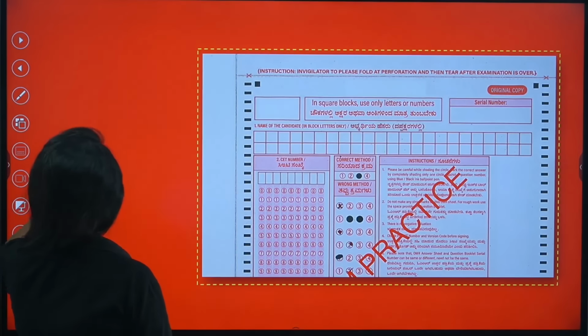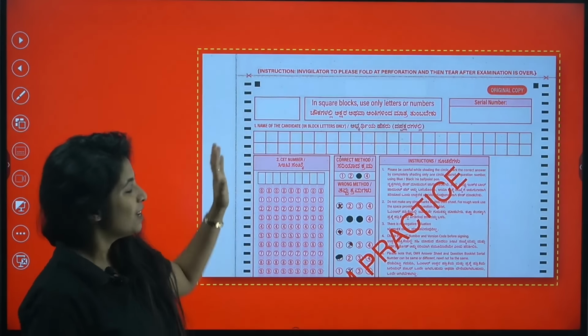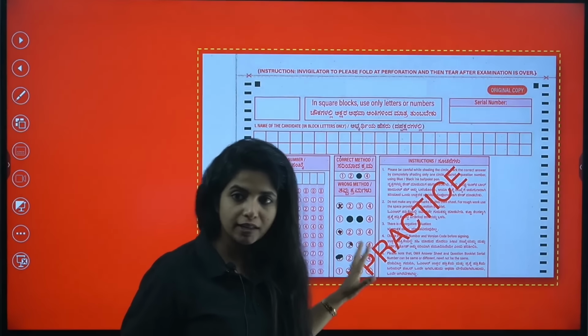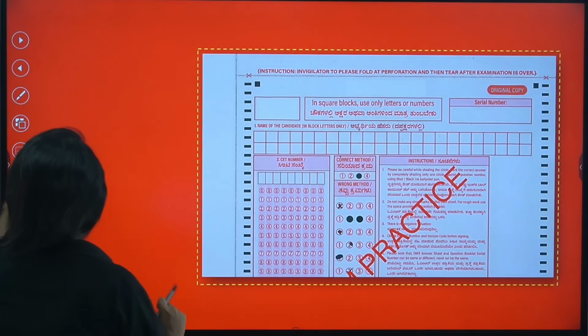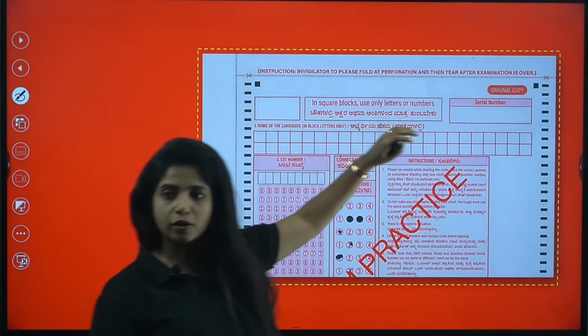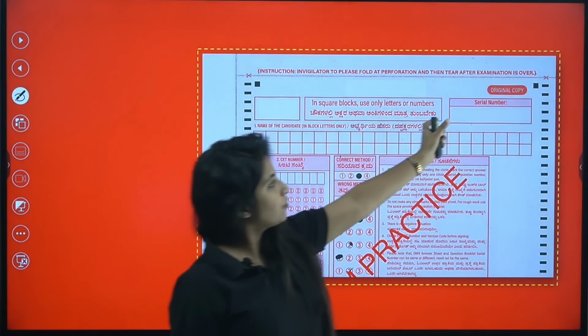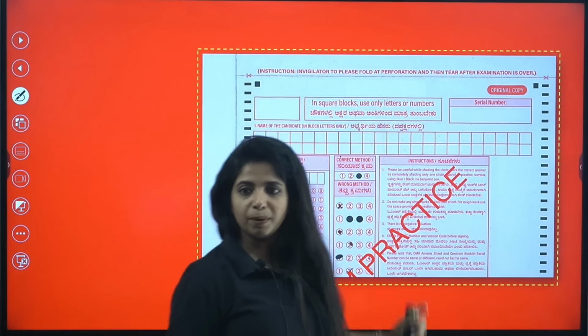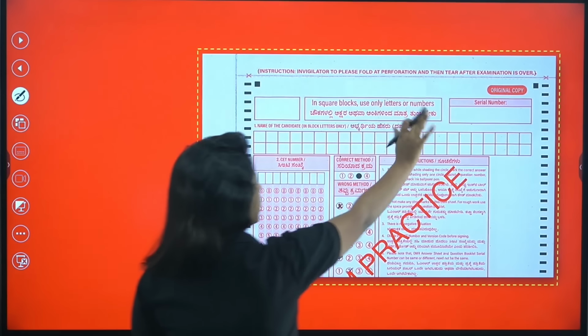And let's go ahead and dissect our OMR sheet. So this is the first part of the OMR sheet, and how do we fill it? Over here there are a few things written. Serial number. So the serial number of the OMR sheet will be given there only. As of now, it's not been mentioned because it's just a sample paper that is given. So you do not have to do anything out there.